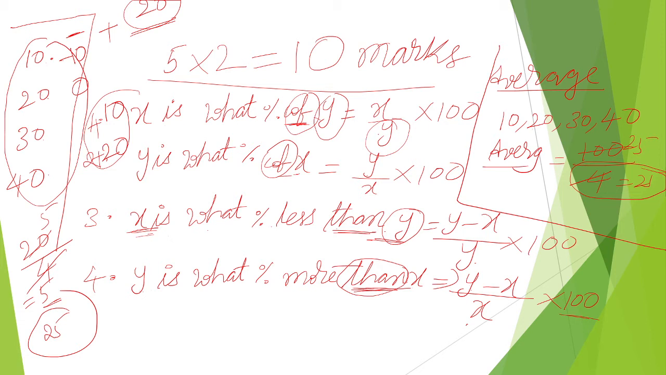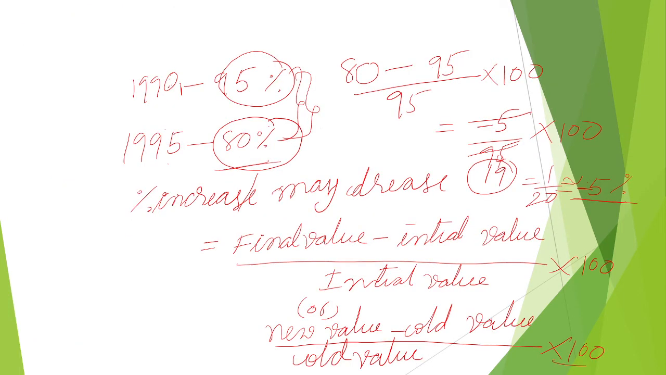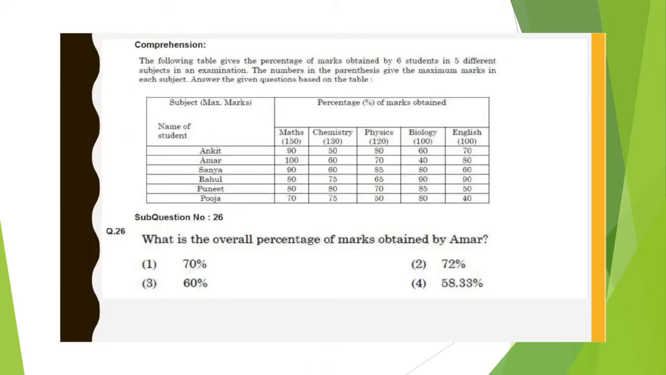Okay friends, now we will solve one DI problem, then it will be very clear for you. This is one of the previous year questions from UGC NET. The following table gives the percentage of marks obtained by 6 students in 5 different subjects in an examination. The numbers in the parentheses give the maximum marks in each subject.